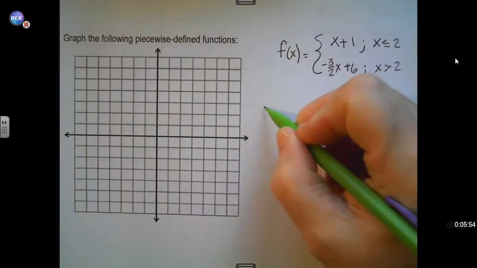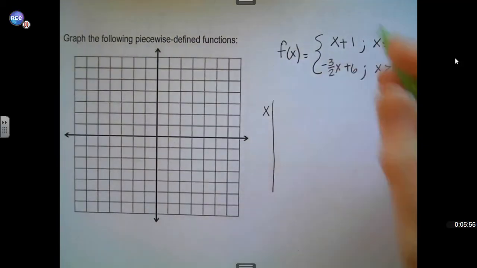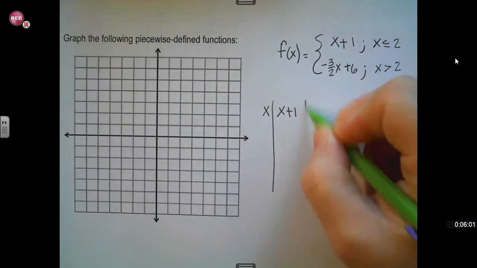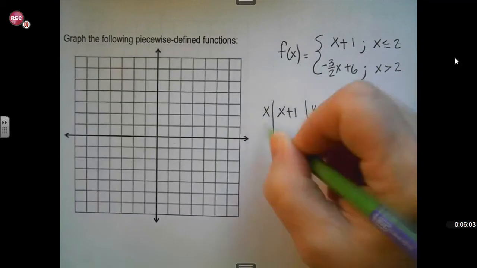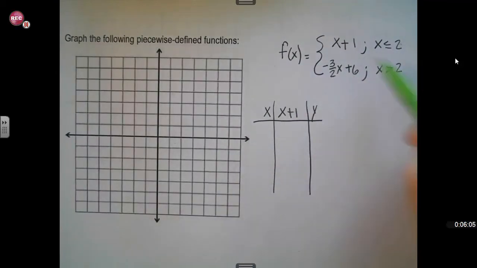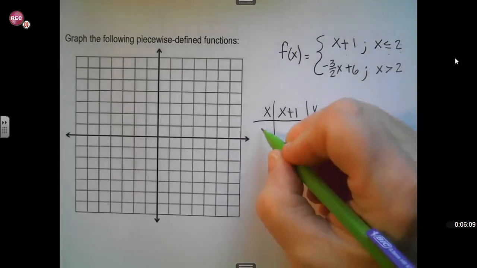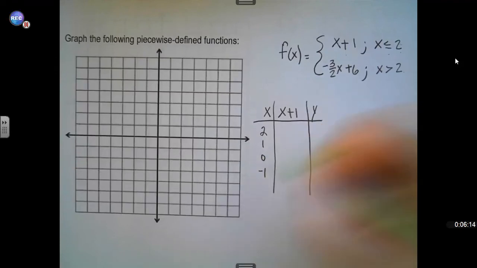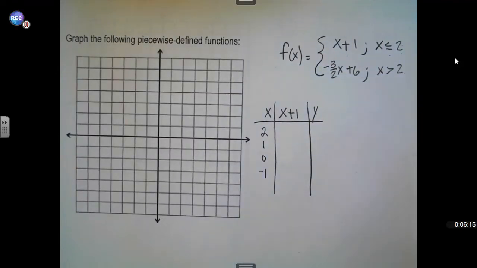So if I make a table, which is just to show my work, x plus 1 and what the y value would be. For this rule, I'm less than or equal to 2. So I'm going to plug in 2, 1, 0, negative 1 maybe, okay, because I want to plug in numbers that are less than 2.